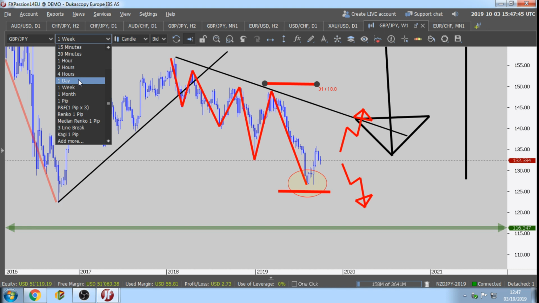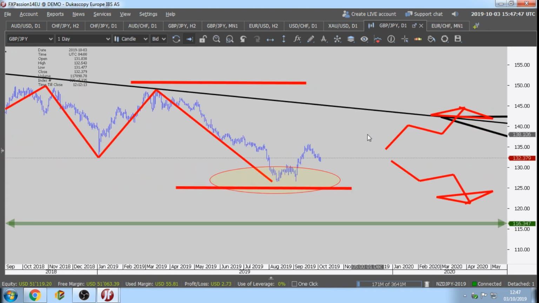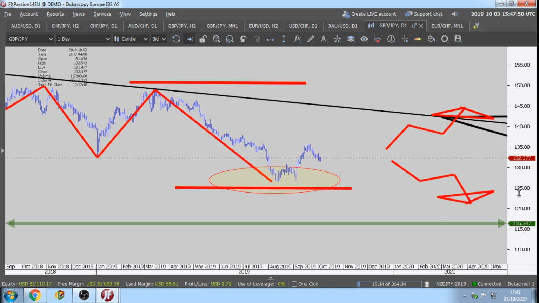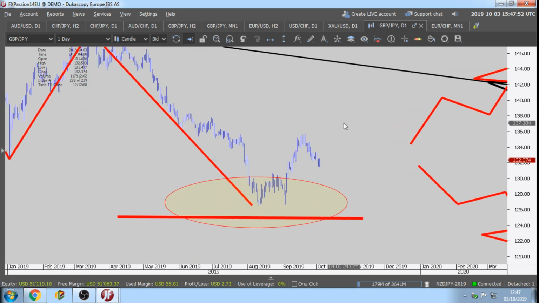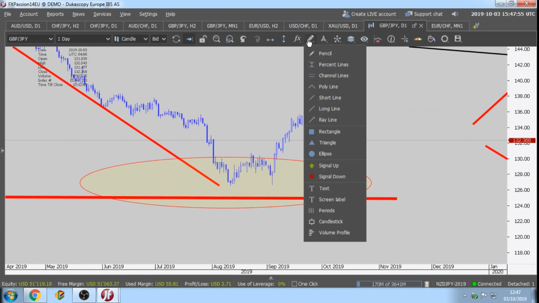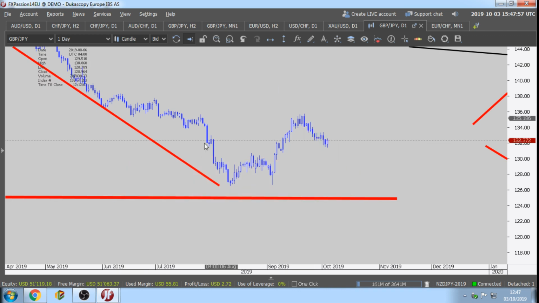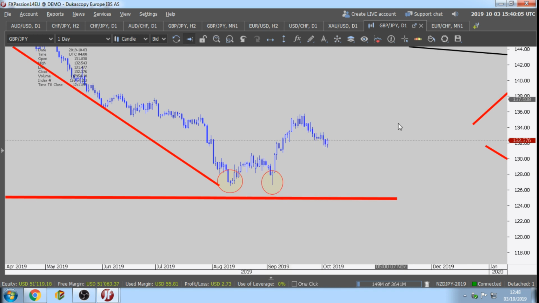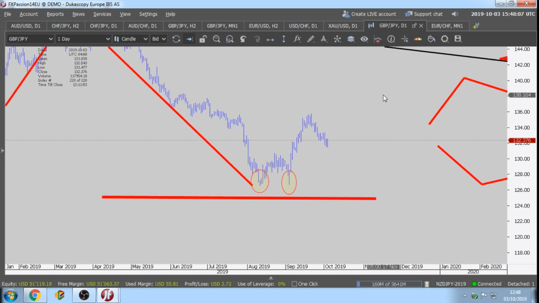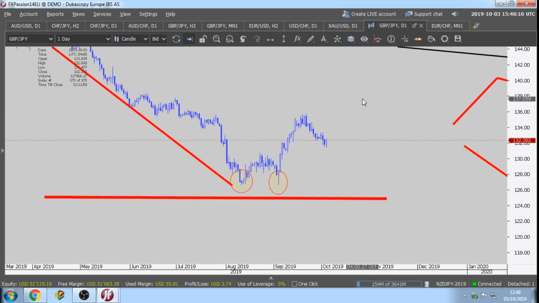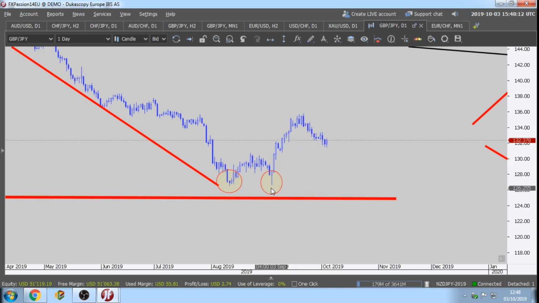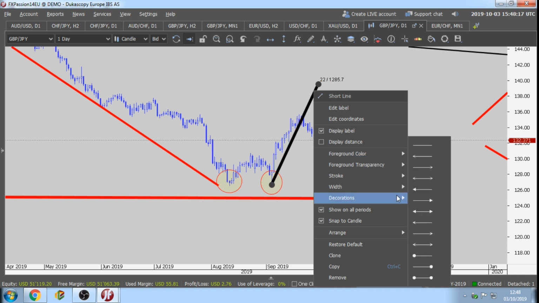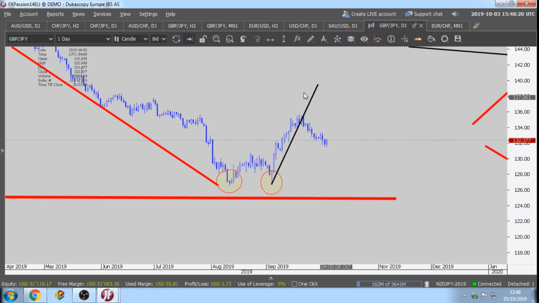Let's jump on the daily. Let's compress the chart. There you go. What do we have here? We have a formation called a double bottom. So, a low here, a low in here. But on the shorter scale, the market just broke this counter trend line. So we have a counter trend line break.